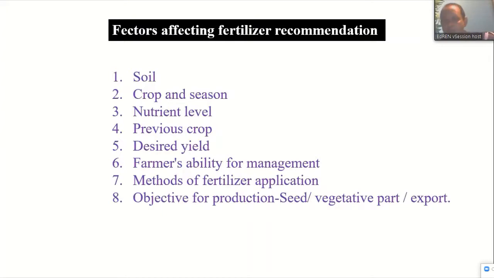If we want the vegetative part, we need to apply more nitrogen fertilizer. But if we need seed, then we have to apply more phosphorus or other nutrients. Specific need for any crop can also be considered. For example, for mustard, we need to apply sulfur. That is a specific need for that crop.